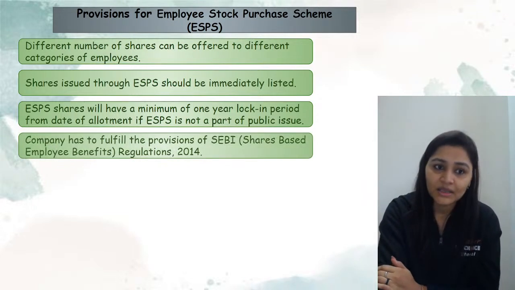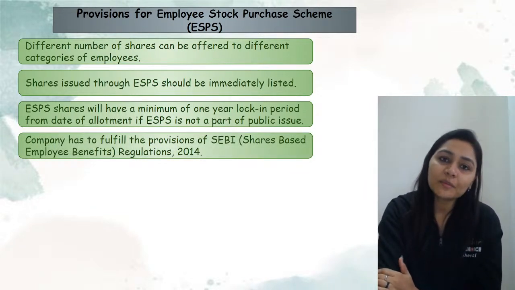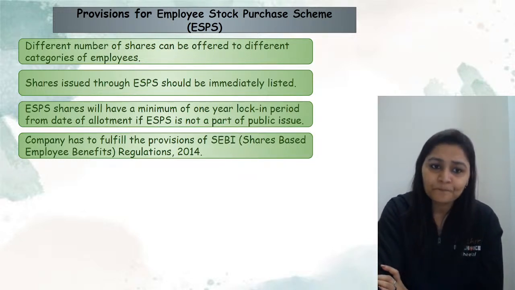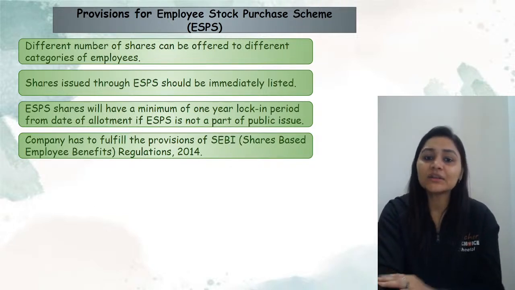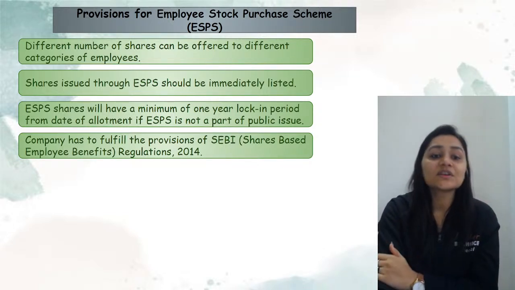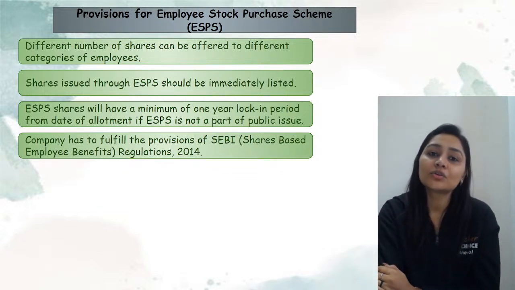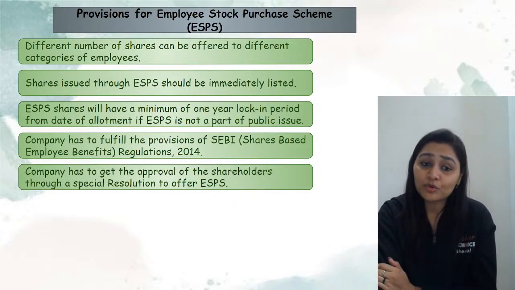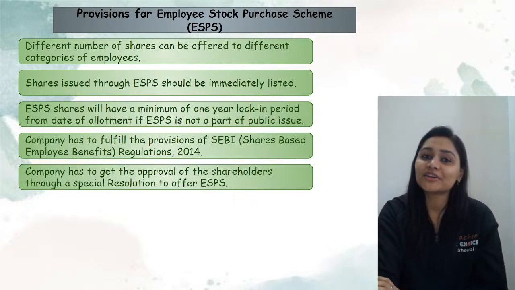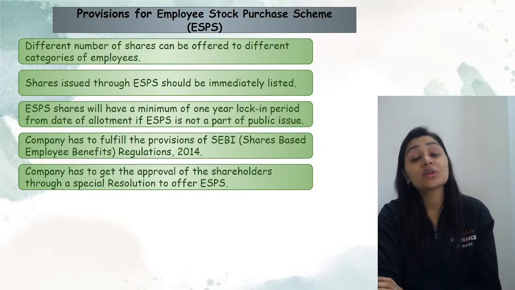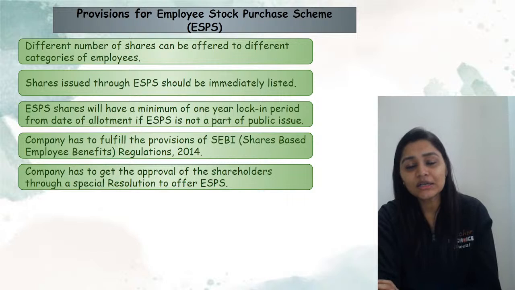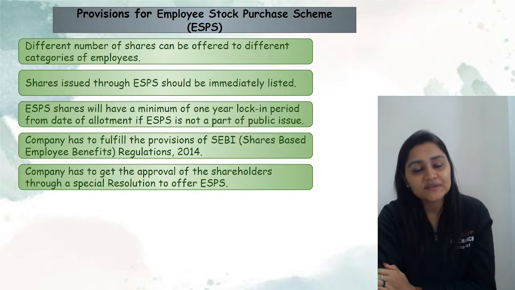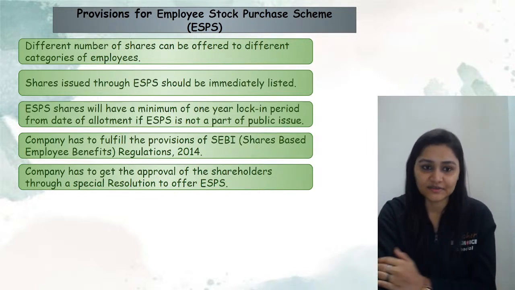Company has to fulfill any and every provision which is laid down by SEBI, where the regulations for having the transactions are given as per the Act 2014. Furthermore, the company has to get the approval of the shareholders again with a special resolution, that is more than 75% of the shareholders agreeing for ESPS, that is Employee Stock Purchase Scheme, to be exercised.